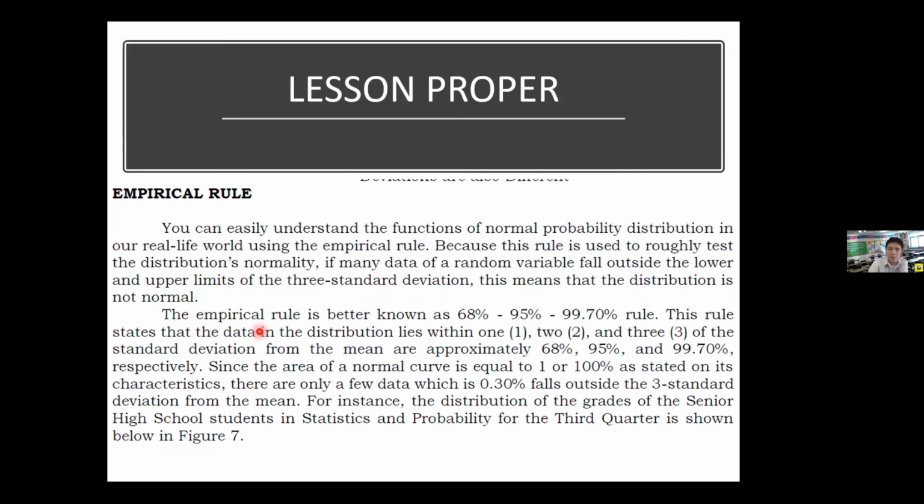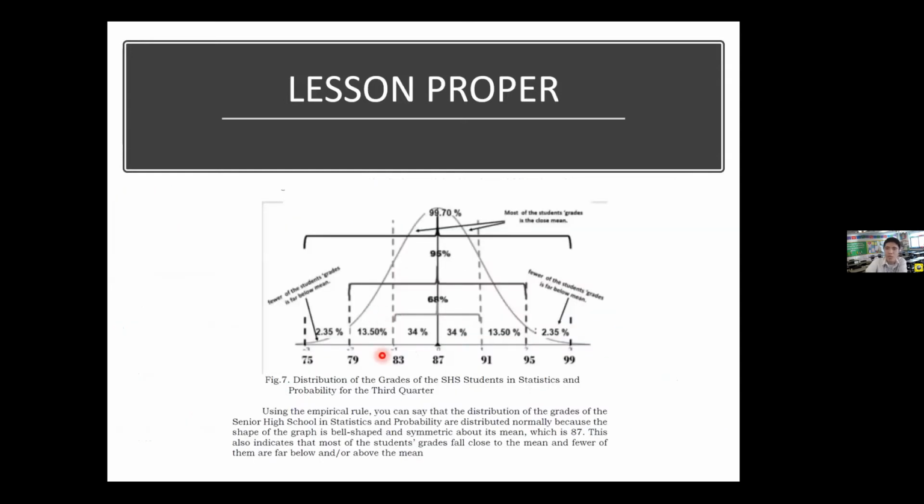The empirical rule is better known as the 68%, 95%, 99.7% rule. This rule states that the data in the distribution lies within 1, 2, and 3 standard deviations from the mean are approximately 68%, 95%, and 99.7% respectively. So kung atong tanaw na, ingana na gitsura.